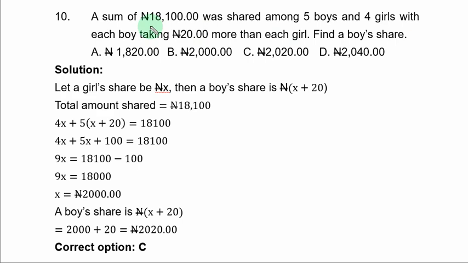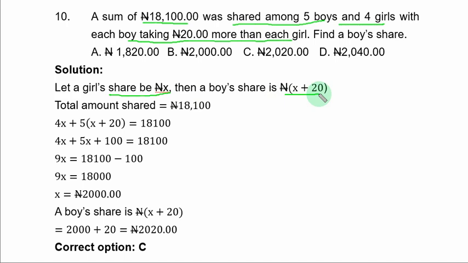Question 10. A sum of 18,100 naira was shared among 5 boys and 4 girls, with each boy taking 20 naira more than each girl. Find a boy's share. So we have to start from the girls because a boy is taking 20 more than the girl. So let a girl's share be s naira, then a boy's share is s plus 20 naira.